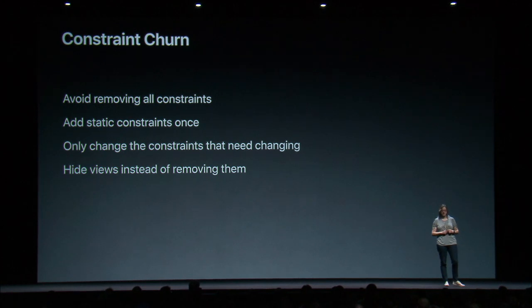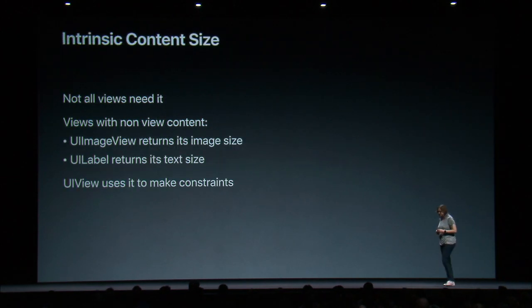All right, so that was constraint churn in the instrument. We also have that view at the bottom that said UI label sizing. UI label sizing is tracking the amount of time it takes for the label to calculate its size. So let's talk about intrinsic content size. I'm going to take a walk over here.